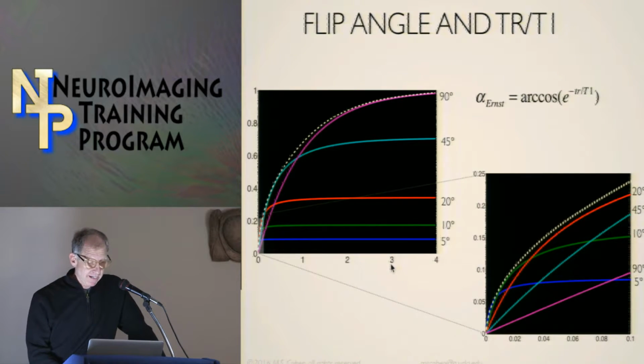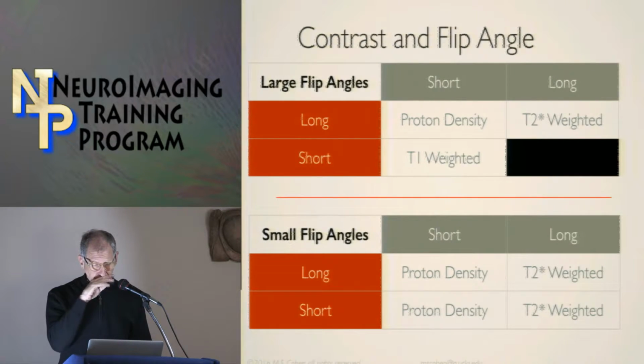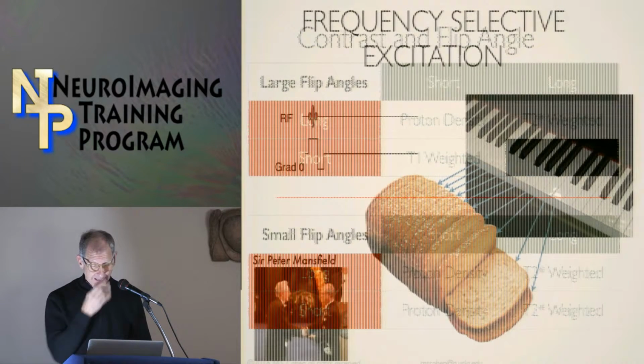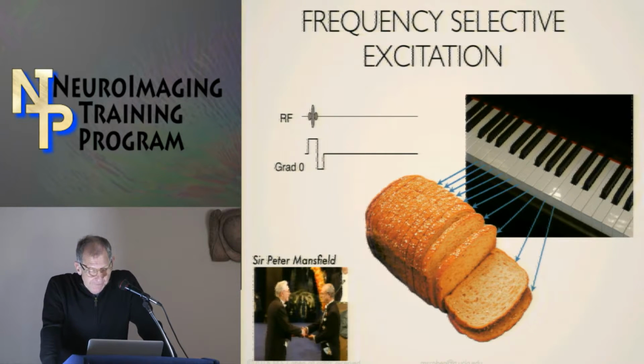At TR over T1 of about 1/3, you probably want to be scanning with a flip angle of closer to 60 or 70 degrees in order to get maximum signal, and it's a large effect. Okay. Let me make sure I know where I'm going with these slides. I'm going to skip this one because I've already made the point. Okay, so that's what I wanted to say about contrast this morning.